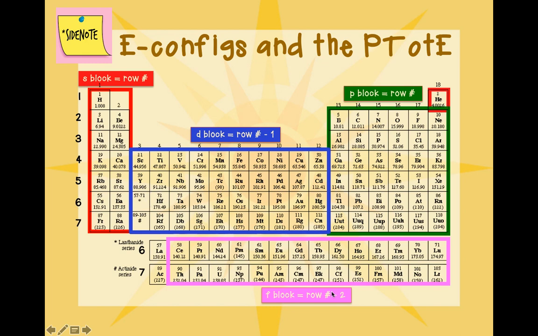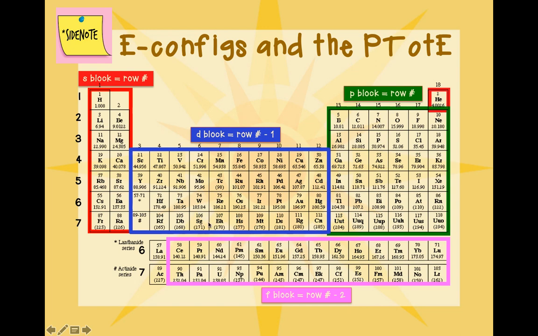It's in row 6. 6 minus 2 would be 4f. And then this is really row 7. This would be 5f. 1, 2, 3, 4, on and on and on. So let me show you how we can use the periodic table to write an electron configuration.